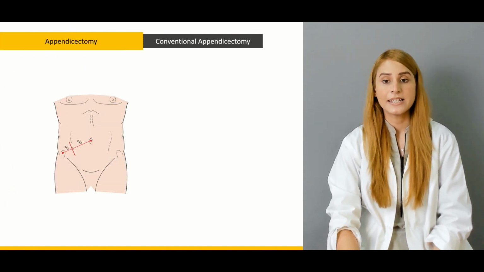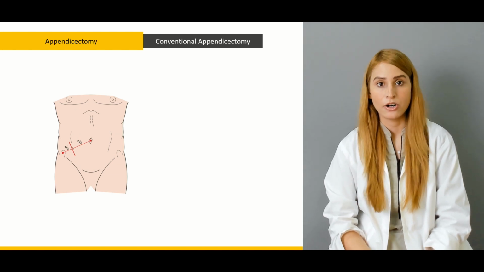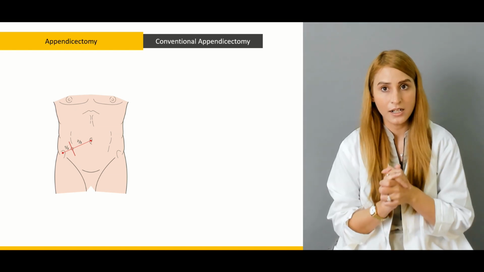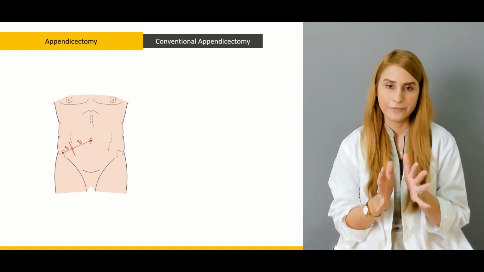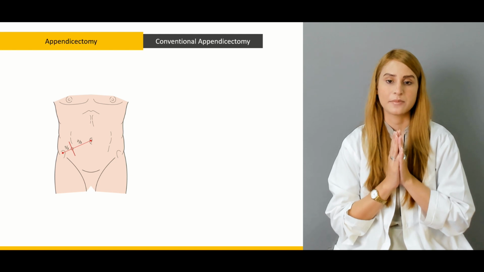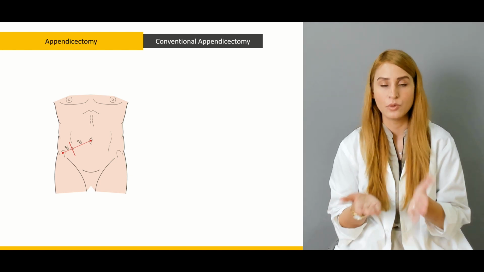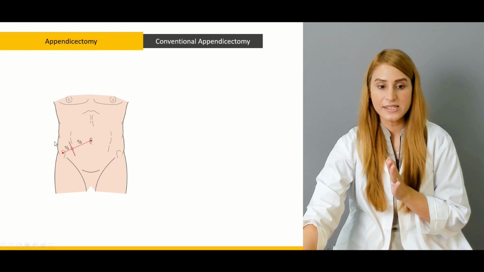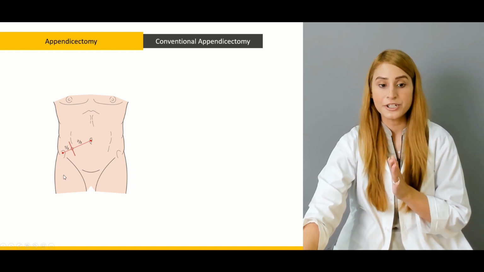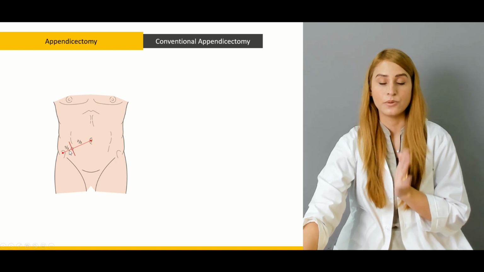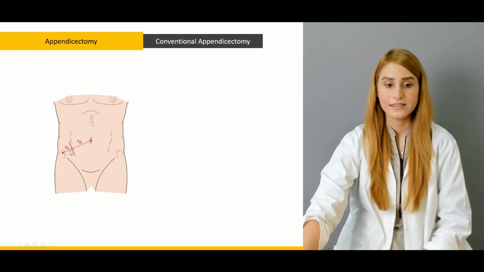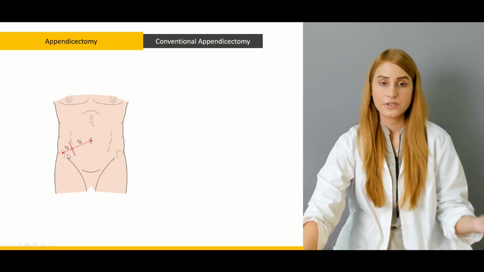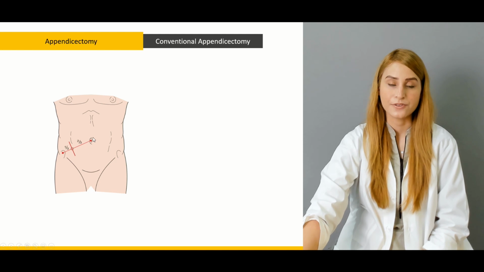So regarding the conventional appendectomy, there are 2 incisions most commonly used for the appendectomy. Conventional appendectomy is the open appendectomy. So this is the anterior superior iliac spine, and this is the umbilicus. What you do is you divide this into 2/3 and 1/3. So 1/3 is close to the anterior superior iliac spine and 2/3 is close to the umbilicus.